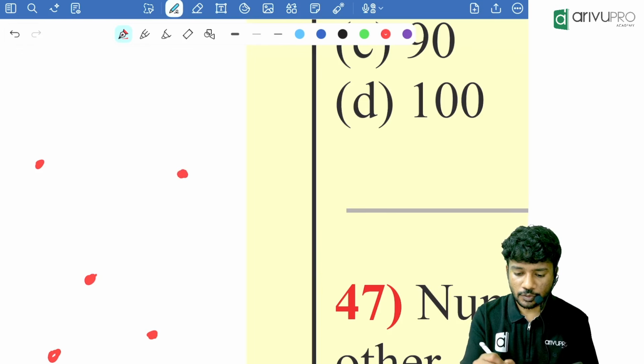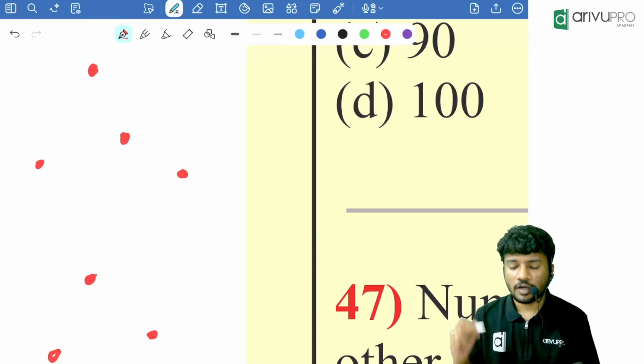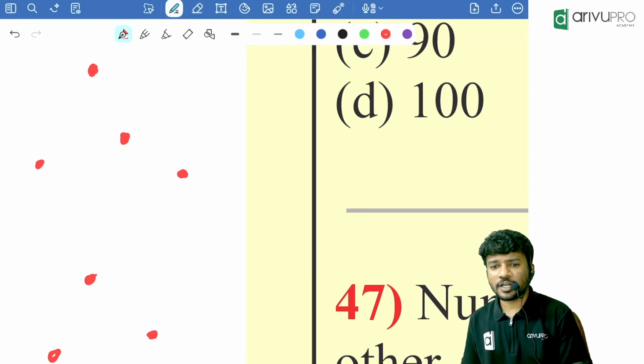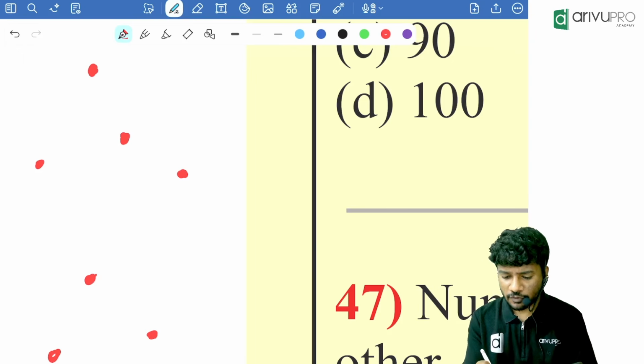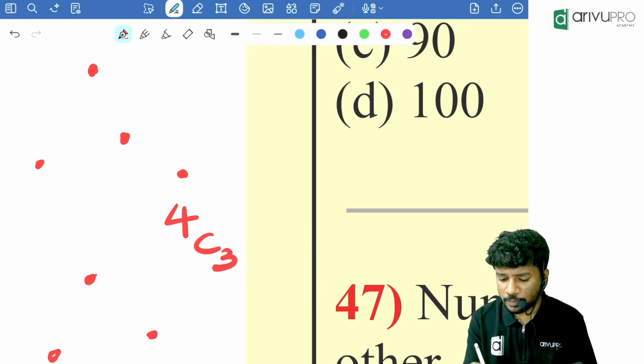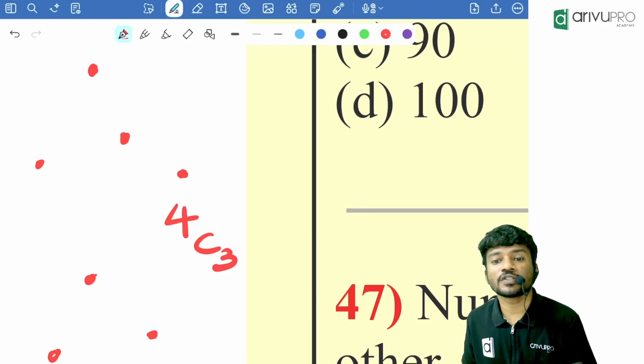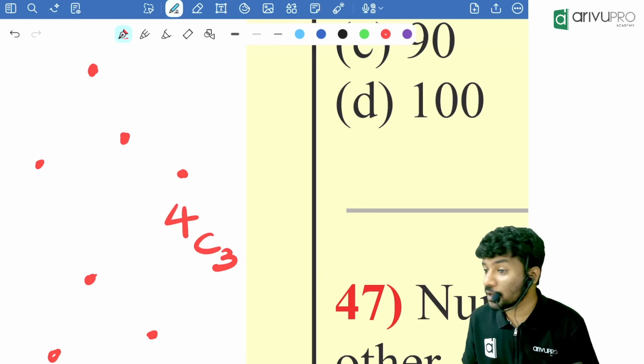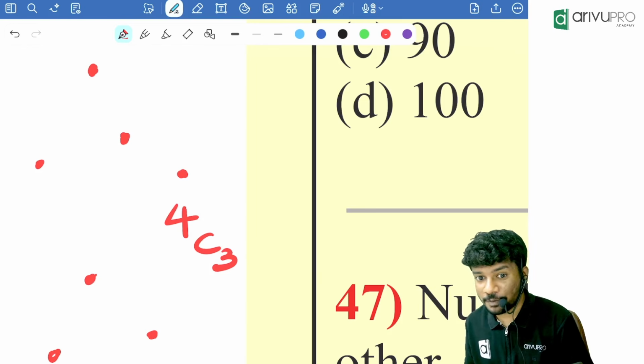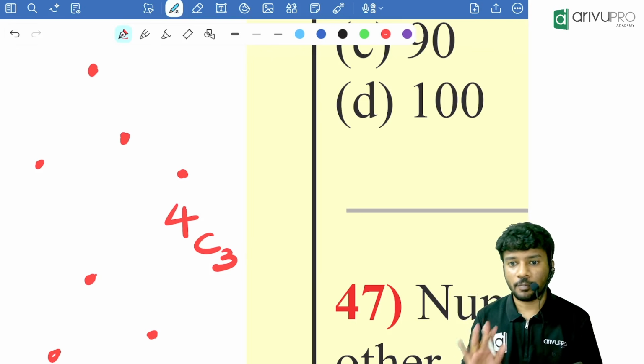Now people, randomly I am telling, 4 points are there. How many triangles can be formed using this? From 4 points, I require how many points? 3 points. So 4C3 will give you the number of triangles which can be formed from these points.